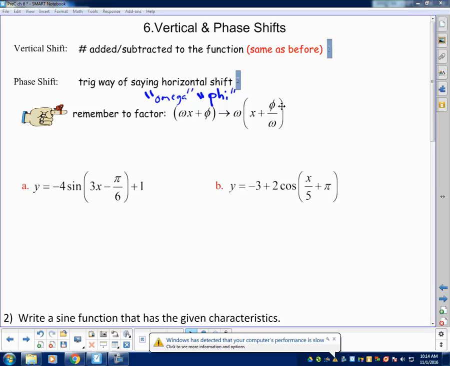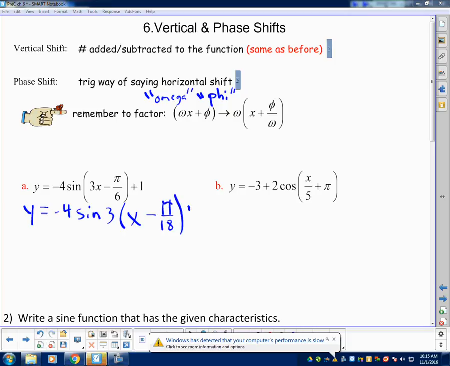So here we go. Take the function y equals negative 4 sine of 3x minus pi over 6, plus 1. So we're going to do our remember to factor right off the bat here. So we have y equals negative 4 sine. We're going to factor out a 3. 3 times what is x? That'll be x. 3 times what will give me pi over 6? So when I factor out a 3 here, I should end up with a pi over 18. Just double check that here.